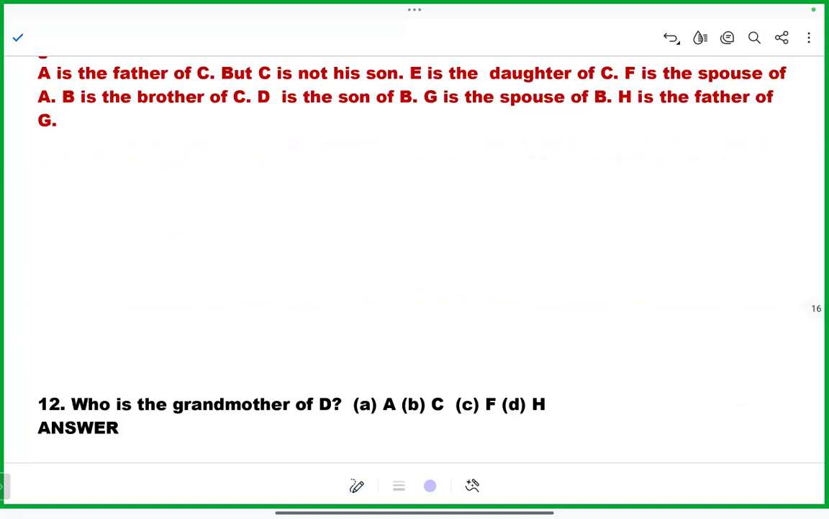Let's try this. A is the father of C. Plus A is the father of C. But C is not his son.